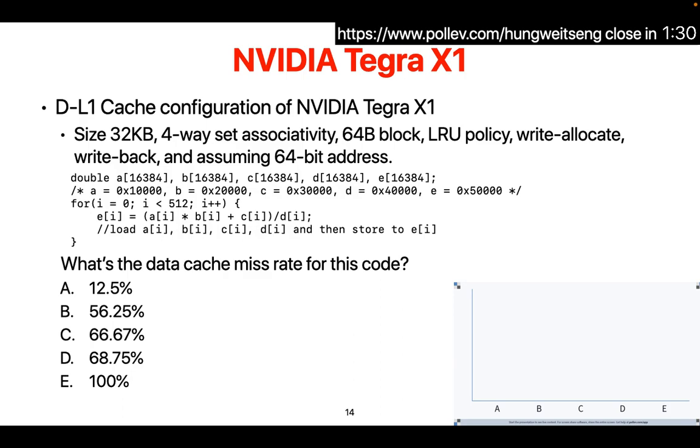Given this Tegra X1, and given this is the code that we are going to investigate today, can you tell me the data cache miss rate of this piece of code?